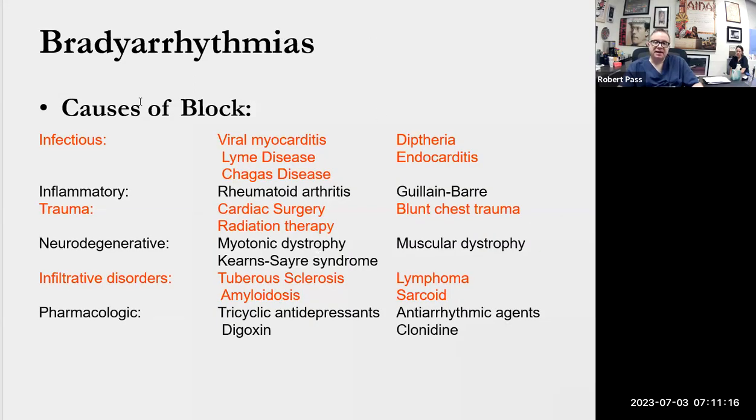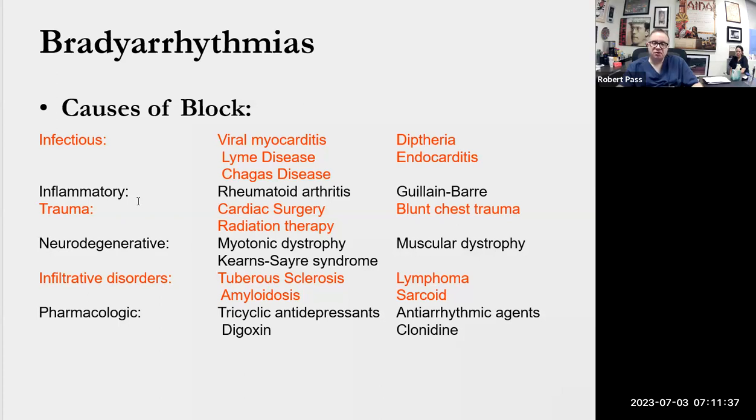Now, there are many, many causes of heart block in kids, and by far, the most important one and the most common one is block due to trauma from cardiac surgery. In pediatrics, by far, the most common reason that we see heart block is people who have had injury to their AV node as a result of heart surgery.